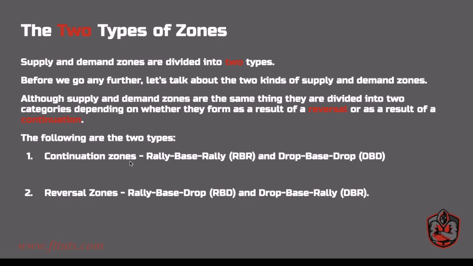Continuation zones are examples of rally base rallies and drop base drops. Now don't worry, I'll be going through live examples of these. And number 2, the second type, reversal zones: rally base drops, and drop base rallies. Essentially when I go through these examples, you guys will already start to click on because these are literally examples of order blocks. These will be examples of continuation supply and demand zones.